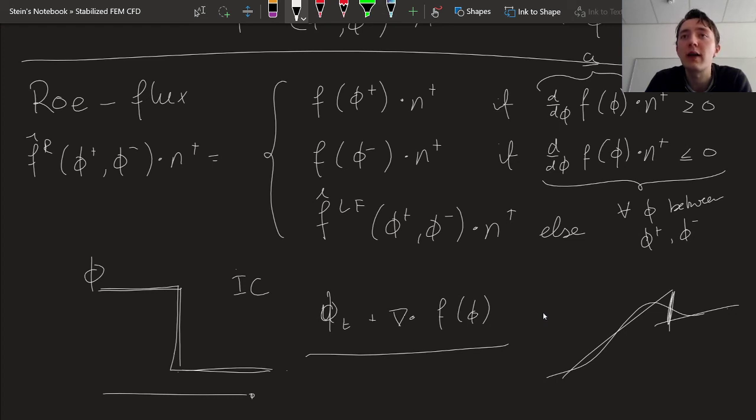So how do we go about doing that? And then that's the end of the section on discontinuous Galerkin methods.